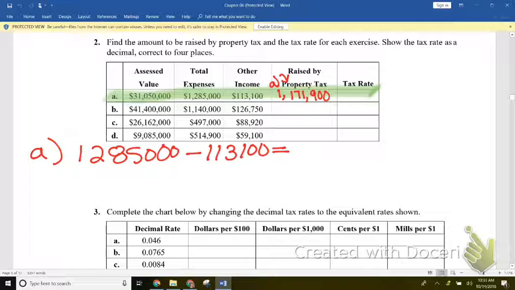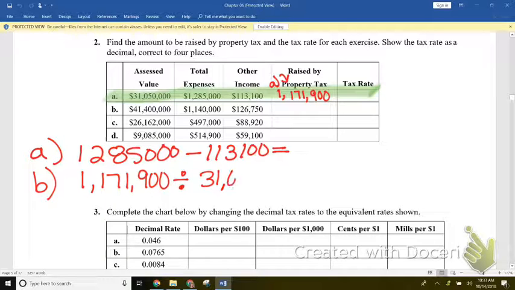Next, we need to figure out the rate that they'll need to charge property owners to be able to cover that amount. So you take the amount that they need to raise, the $1,171,900, and you figure out what percentage that is of the total assessed value in the area, and that would tell you what tax rate they would need to charge. That works out to a tax rate of 0.0377 if we round that off.